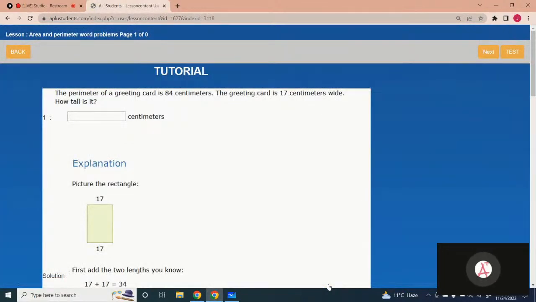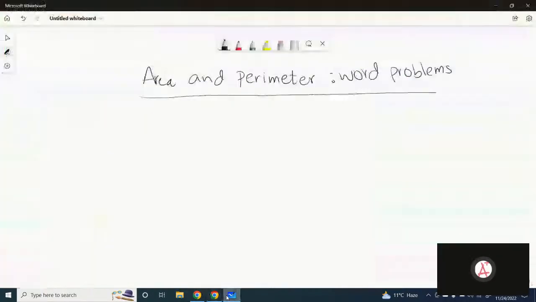The perimeter of the greeting card is 84 centimeters. The greeting card is 17 centimeters wide. How tall is it? Okay, the perimeter is 84 centimeters, the width is 17 centimeters, and we have to find the length of the card. Got it?